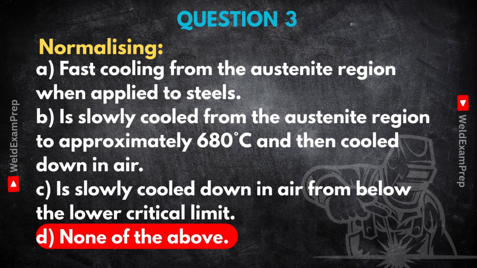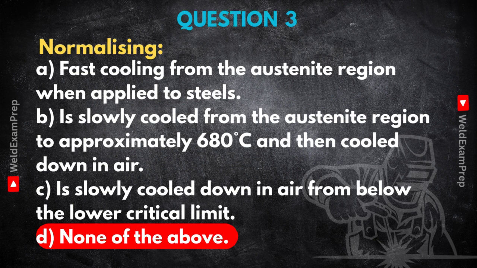Still air. Why is that specific cooling rate important? Because that controlled cooling allows a fine, uniform grain structure to form. This improves ductility, it improves toughness, and it also relieves internal stresses left over from manufacturing or welding. It refines the steel. Got it.